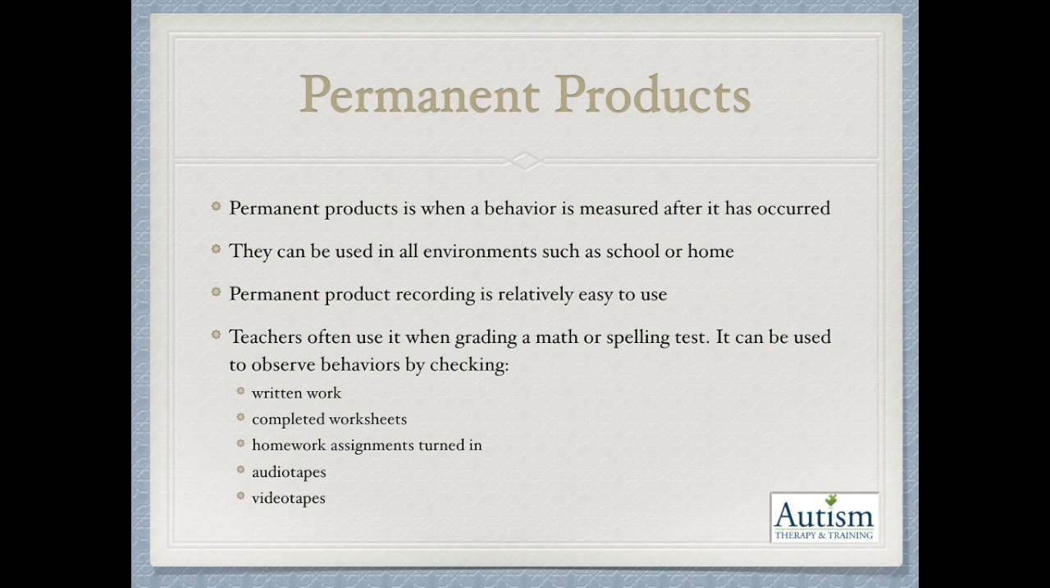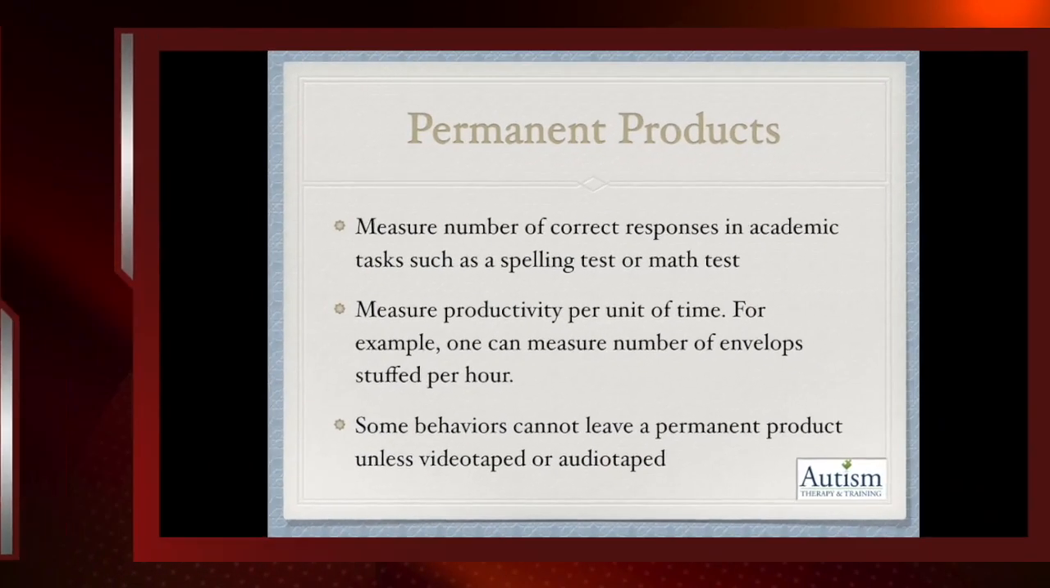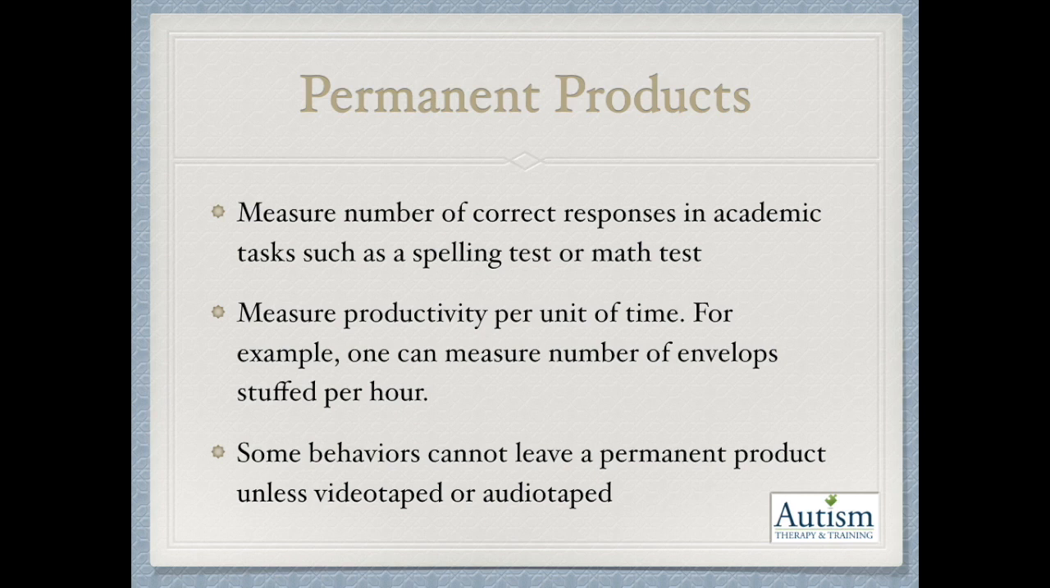Permanent product is when a behavior is measured after it has occurred. They can be used in all environments such as school or home. Permanent product recording is relatively easy to use. Teachers often use it when grading math or spelling tests. It can be used to observe behaviors by checking written work, completed worksheets, homework assignments turned in, audio tapes, and videotapes.